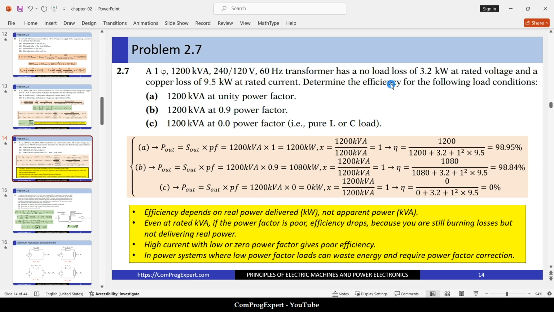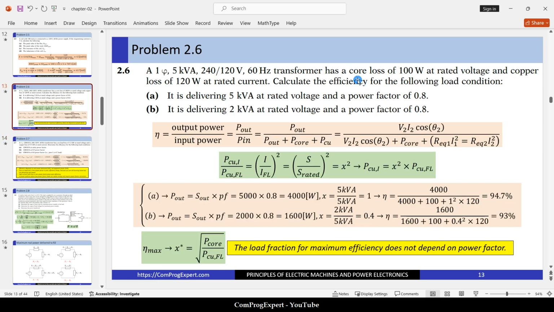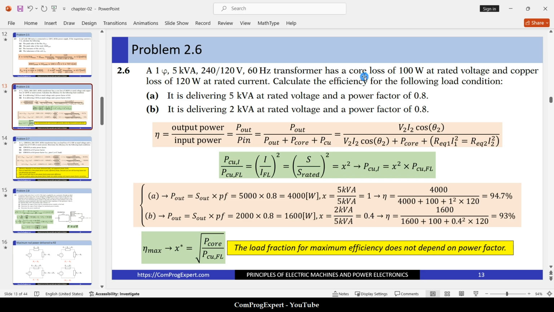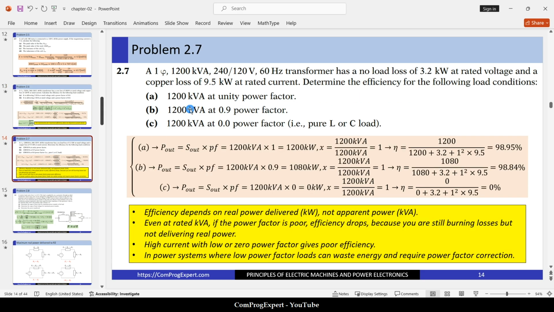So this term, no load loss, is equivalent to this term, core loss. We know that the no load loss of a transformer is its core loss, right? So sometimes we might have different terms, no load loss or core loss. A. When the transformer delivers the rated kilovolt ampere at unity power factor.